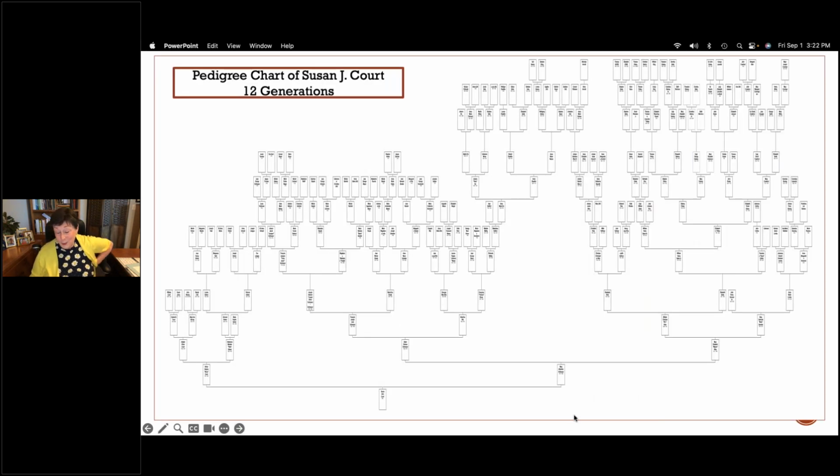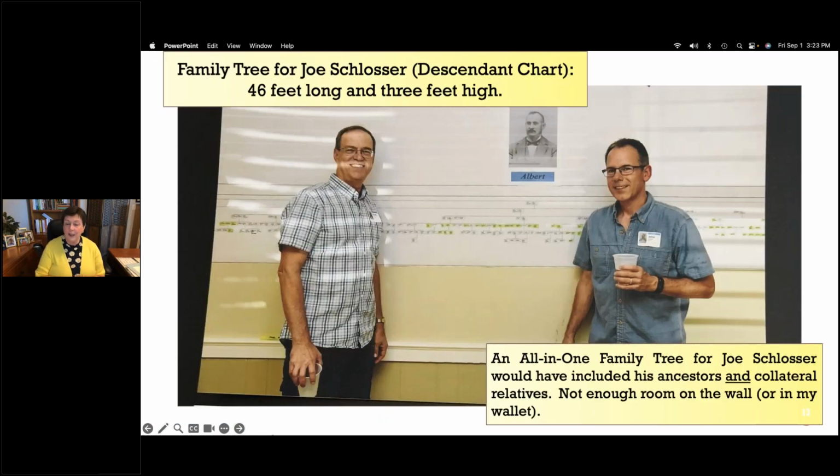Again, you're not intended to be able to read this because if it were printed out properly so that you could read it, it would go on for quite a while. This is my pedigree chart, 12 generations. Again, just to give you an idea of what it would look like. Oops, let me go. And one more word about a descendants chart.